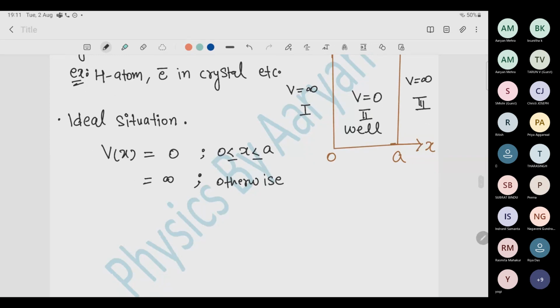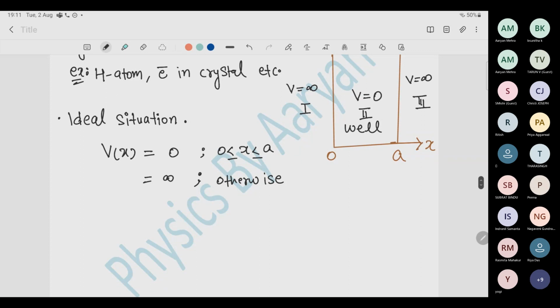So now let's study this ideal situation. We have potential 0 within this region and we have infinite potential outside. What do we want to find? What do we need to find?